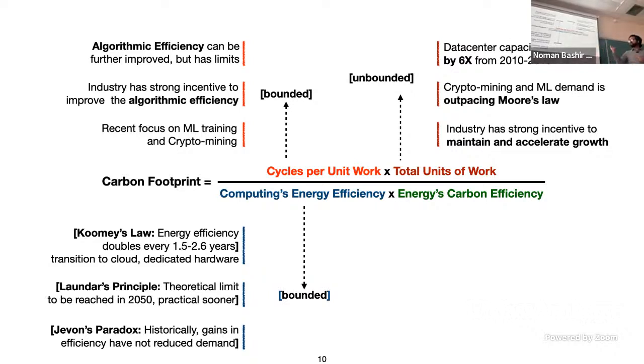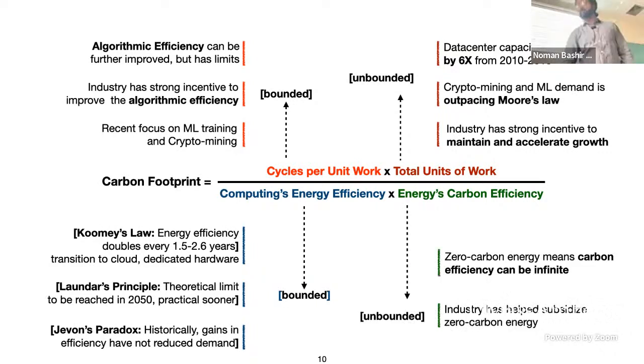And then there is Koomey's law, which says energy efficiency doubles every 1.5 to 2.6 years. But that has been mainly due to the transition to cloud and dedicated hardware accelerators and whatnot. And those gains are already reducing. And then there is Jevons paradox that I mentioned, that historically gains in efficiency did not reduce demand. So basically this is computing's energy efficiency. To do some work of computing, you will have to spend some energy. So this is again bounded.